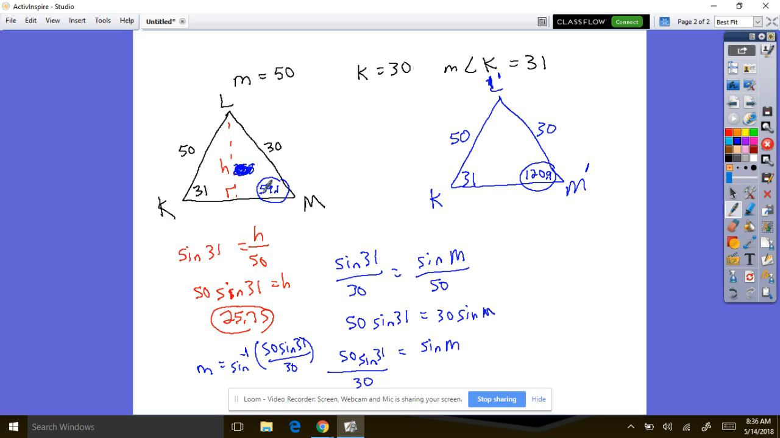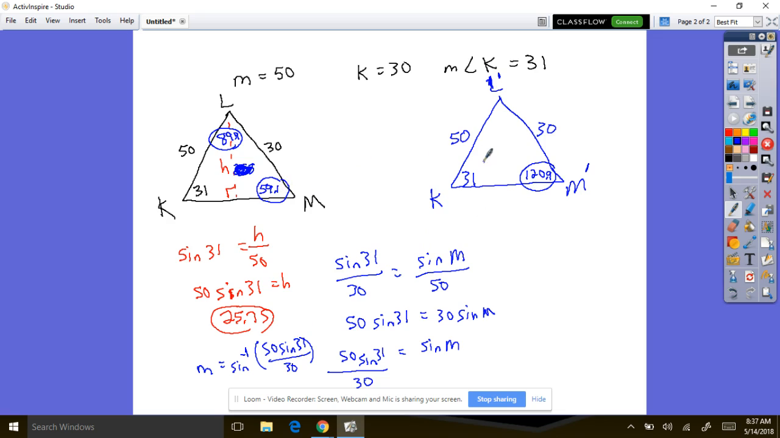All right, so now I'm going to add these and subtract from 180. So 31 plus 59.1 minus 180. I get 89.9. Wait, question: where do you get 59.1 from? When we did this over here, I went sine of 31 over 30 equals sine of m over 50. Use the law of sine. I solved it and did inverse sine of this, and that gave me 59.1. Then 120.9 is 180 minus 59.1.